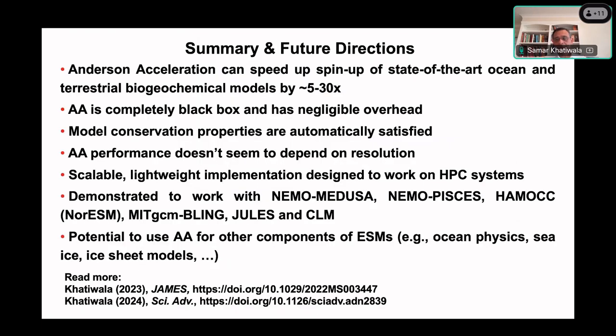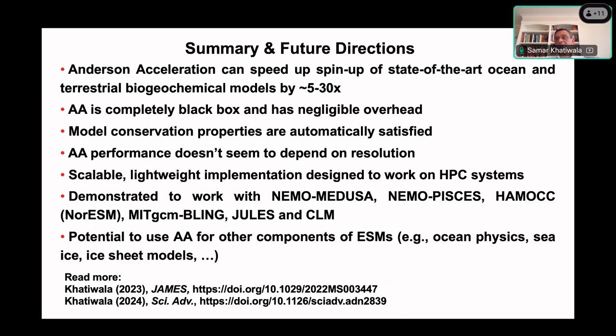Okay, so just a quick summary. What I've demonstrated is that you can use Anderson acceleration to speed up the spin up of fairly complex marine and terrestrial biogeochemical models. Depending on the model and situation, you can get somewhere between a factor of 5 to 30 speed up. The method is completely black box. Okay, it treats your model as a complete black box. You give it an input, it gives an output, and that's essentially the basic workflow. It has negligible overhead.